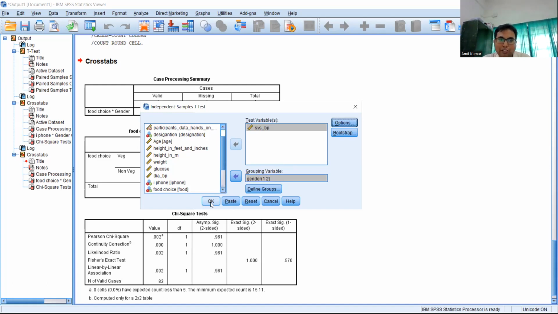Will there be a difference or no difference? What do you think? No difference in the systolic blood pressure. Does everyone agree there will not be any difference in the systolic blood pressure if you are comparing male and female systolic blood pressure?